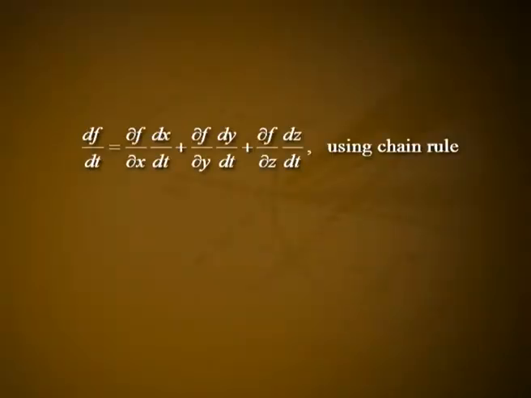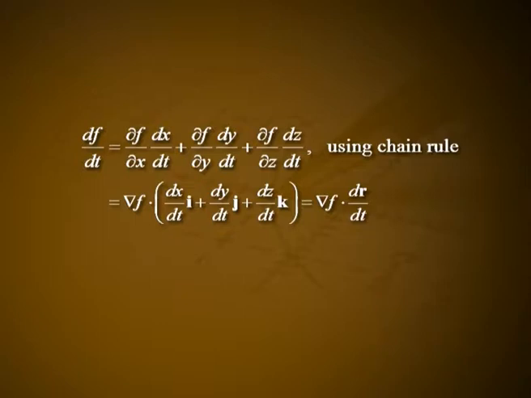df/dt = ∂f/∂x · dx/dt + ∂f/∂y · dy/dt + ∂f/∂z · dz/dt using the chain rule, which is equal to ∇f · (dx/dt i + dy/dt j + dz/dt k), which is equal to ∇f · dr/dt, which is equal to F · dr/dt because F = ∇f. Therefore, we have the following.